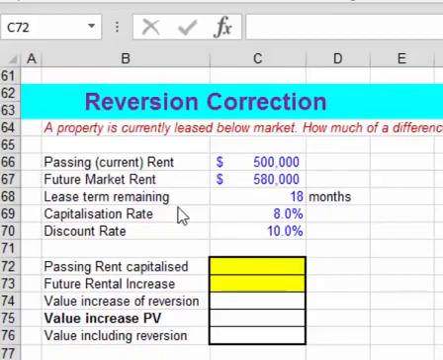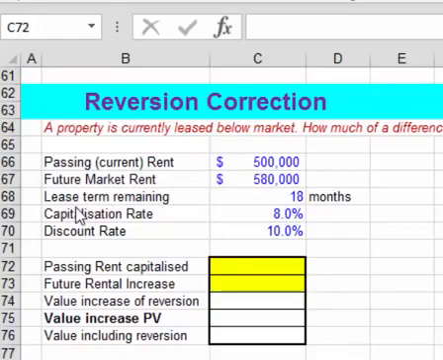Okay, in the situation we have here, we have a tenant who is paying a rent of $500,000 a year. So that's known as the passing rent. That's the rent according to the lease. However, the actual market rent is more like $580,000 a year, and that is likely to happen once the lease is renewed, and that's going to happen in 18 months.